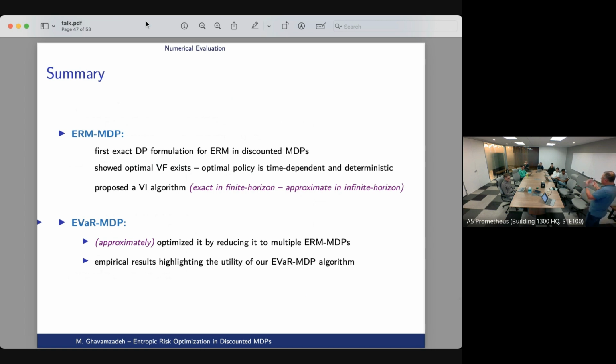So there is basically a trade-off here. And I think I made it clear to you why EVAR and ERM are good. ERM is good because, as you can see, it is computationally nice. Still has some tricks, but still is computationally nice.